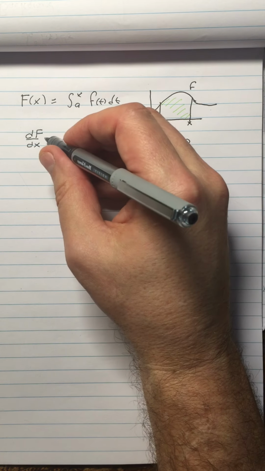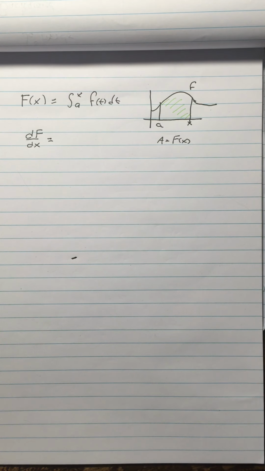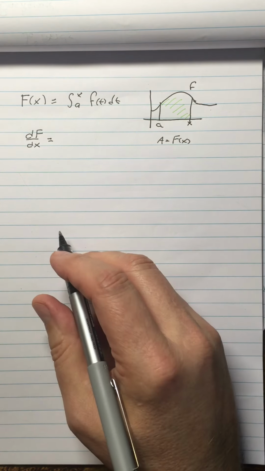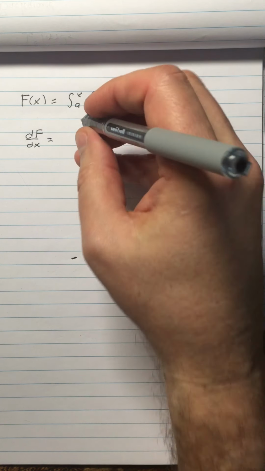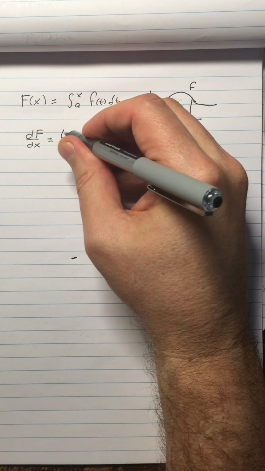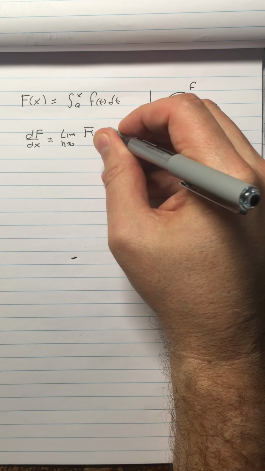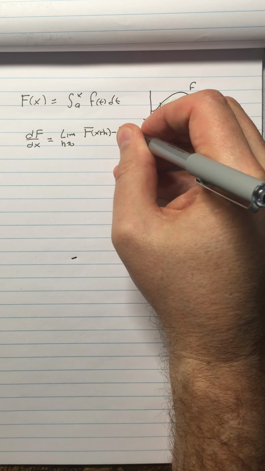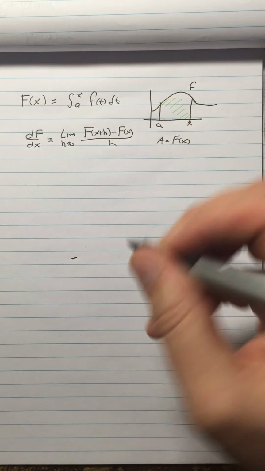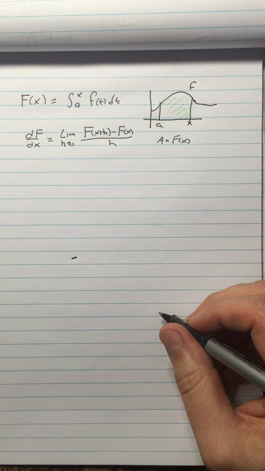So how could I get a handle on the derivative, the rate of change of this with respect to x? Well, go back to your limit definition of the derivative. The derivative is the limit as h approaches 0 of f of x plus h minus f of x over h. That's the limit definition of the derivative, right?